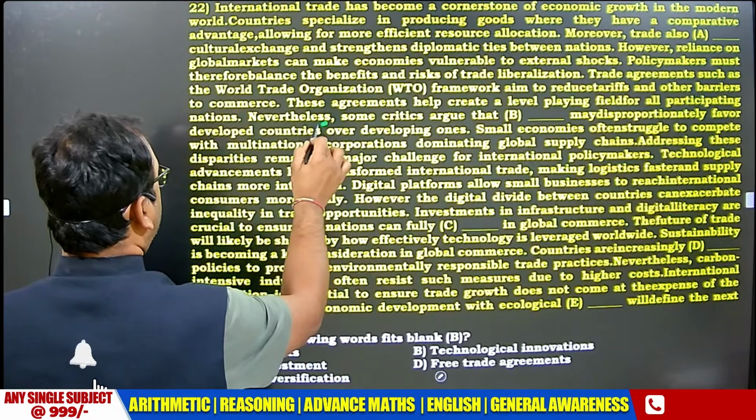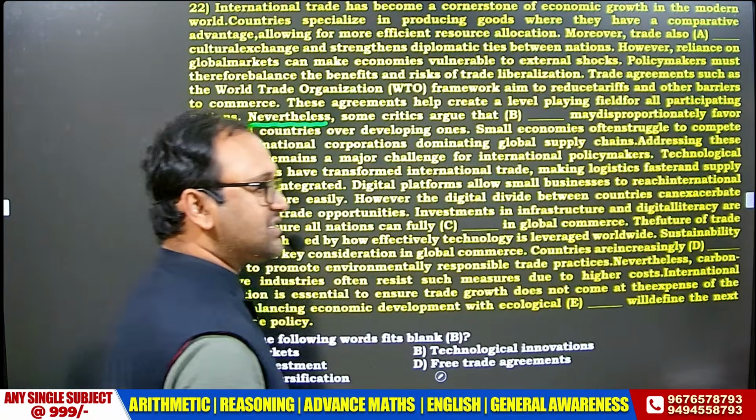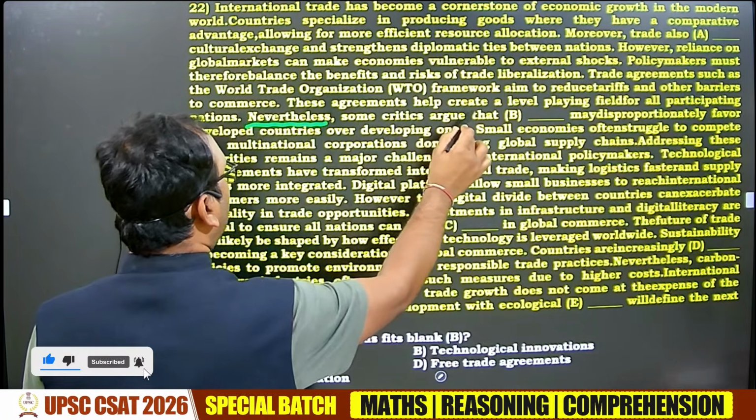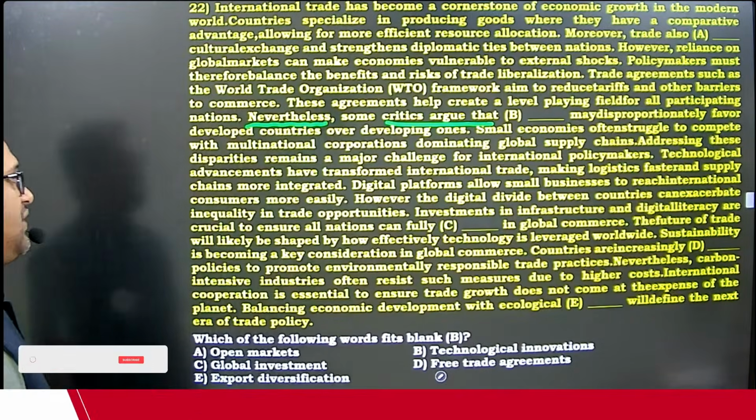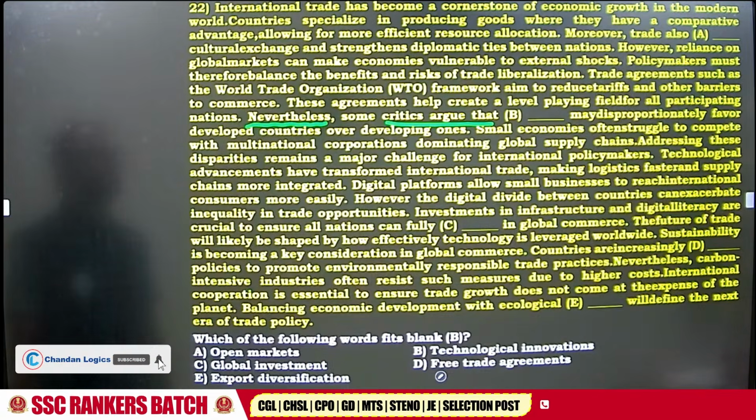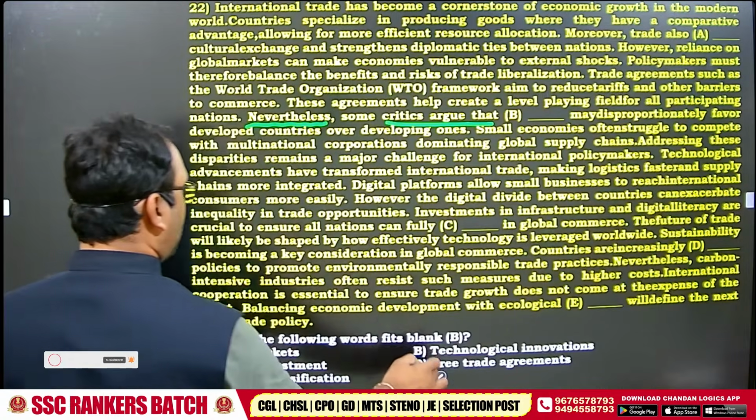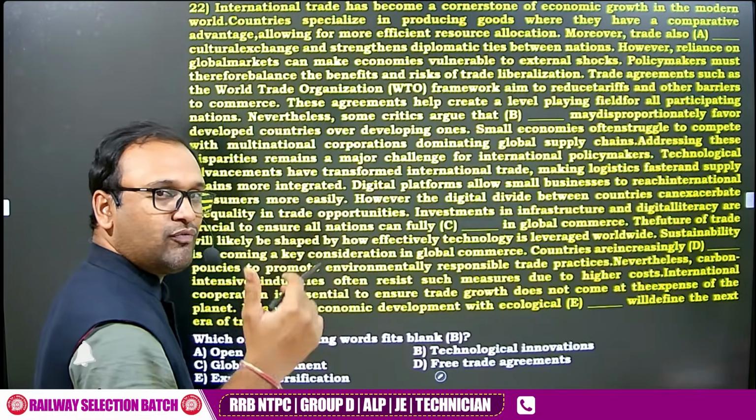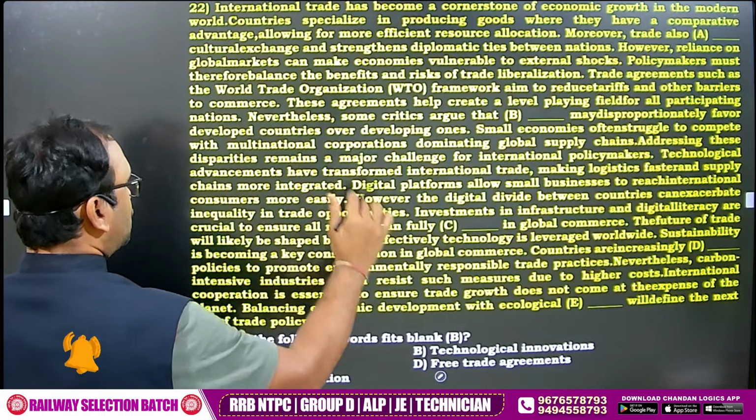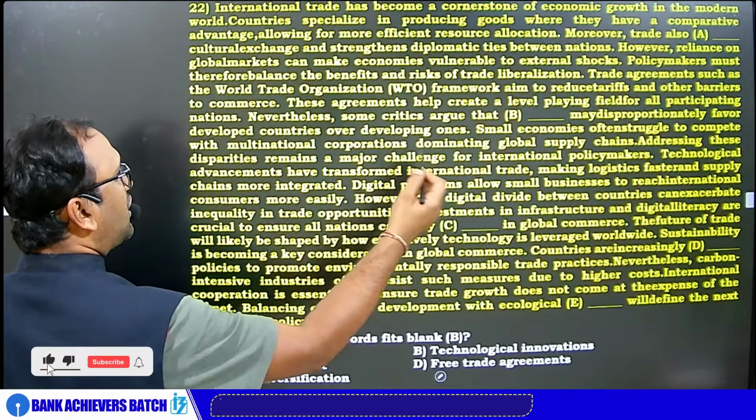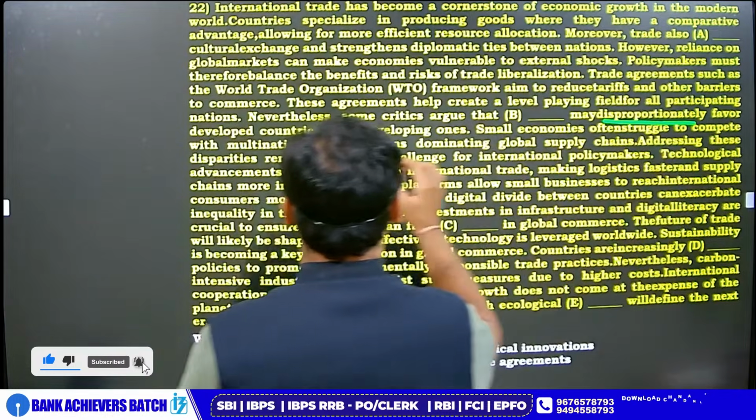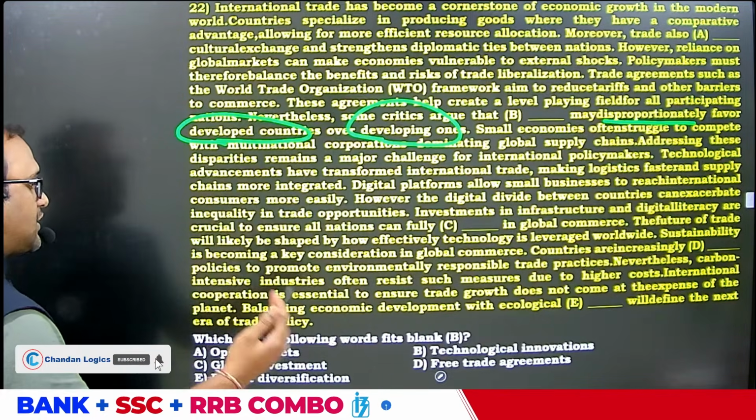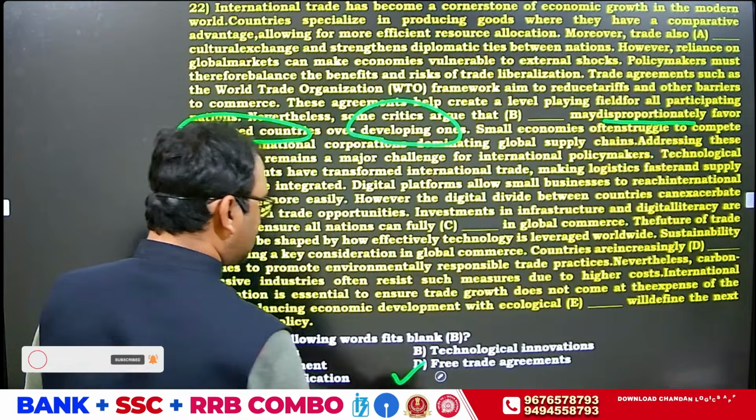Try. Nevertheless means even though some critics argue that dash may disproportionately favor developed countries over developing countries. I think this is not vocabulary based, so you need to actually focus on the meaning of the sentence. So what will result in disproportionate favor? Developed countries will get more benefit than developing countries. What is that called? Free trade agreements.